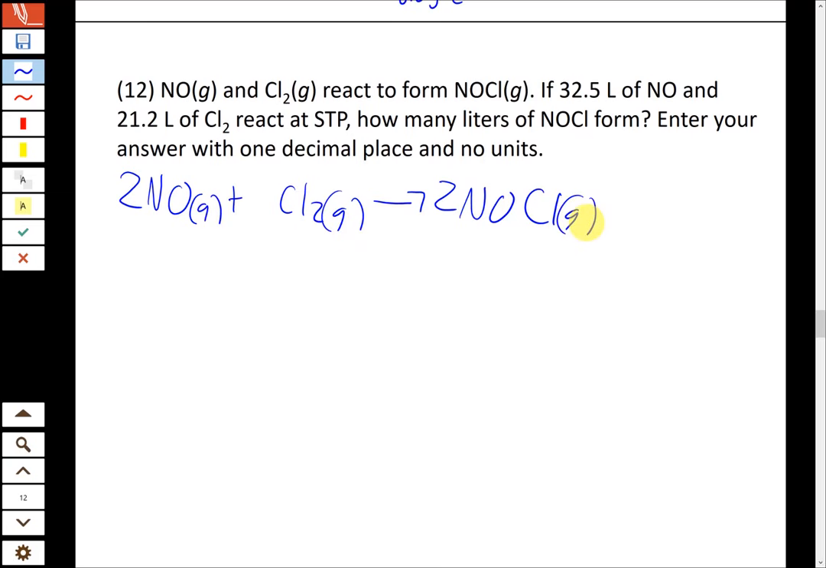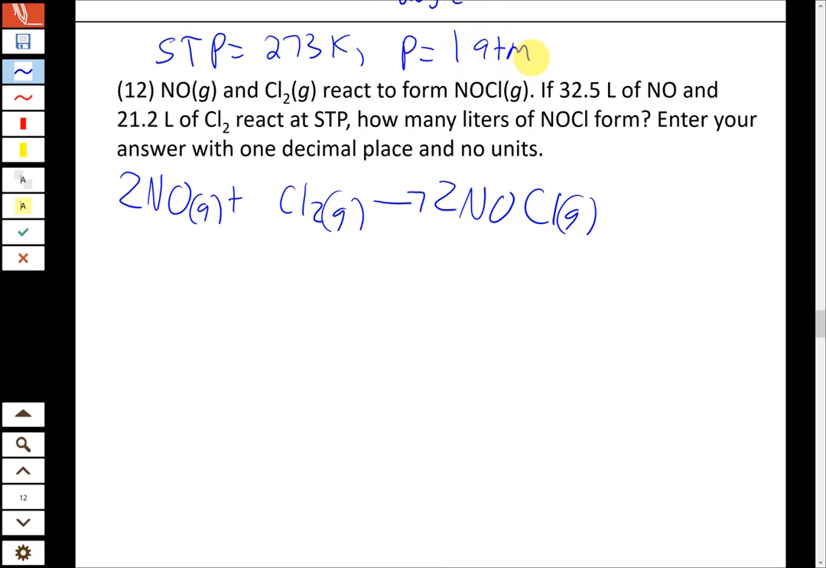And we would have to find the limiting reagent, yes, because we have amounts of both reactants, 32.5 liters of NO, 21.2 liters of Cl2. Now, one thing I kind of glossed over in class, but we should be familiar with it now from the homework assignments, STP stands for standard temperature and pressure. So the temperature is 273 Kelvin, and the pressure is 1 atmosphere. So that's the temperature and pressure of this gas.